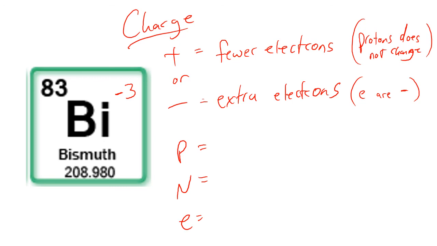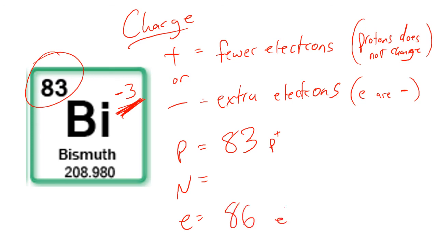Well, let's do this. How many protons does it have? It has 83. It will always have 83 protons. Sometimes they do P plus for protons. Let's do electrons. How many electrons does it have? Well, it would have 83, but it has some extra ones because it's got a negative charge. It's got 3 extra electrons. That means it has 86 electrons.